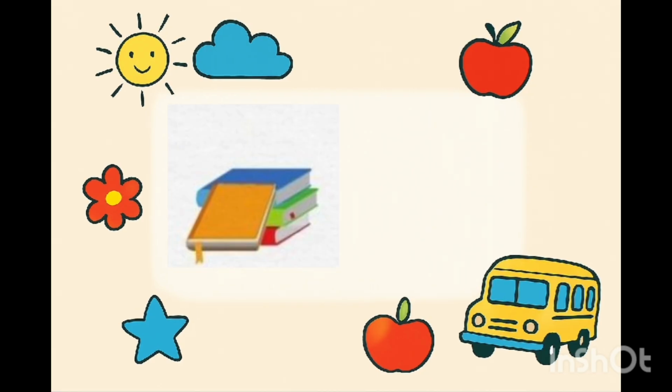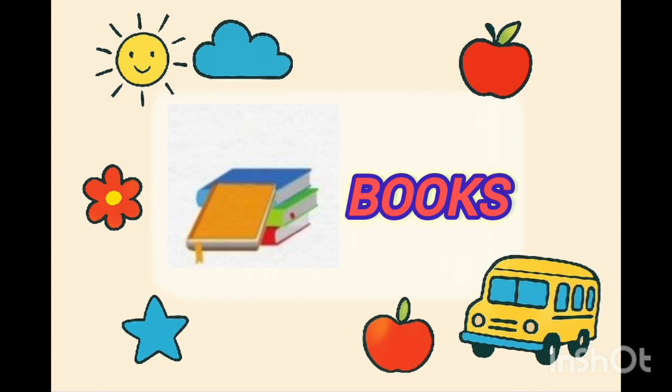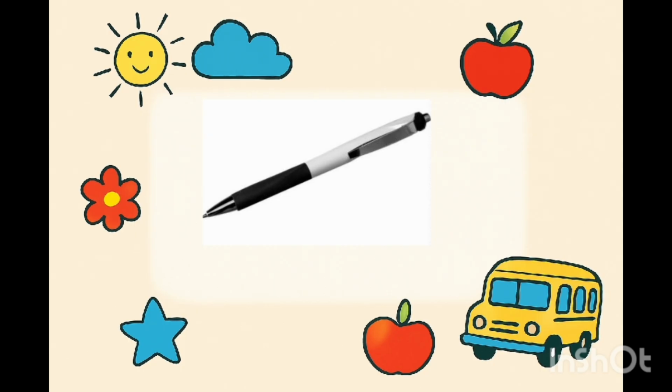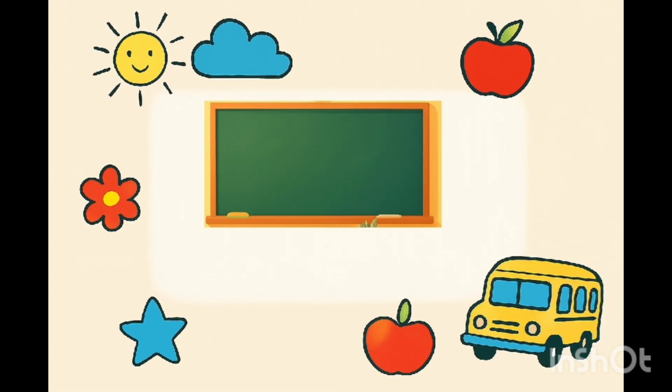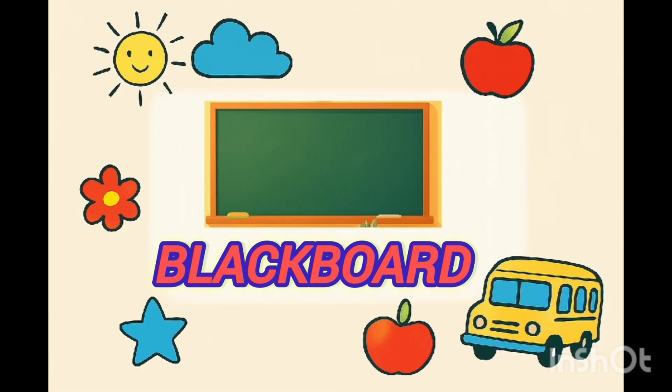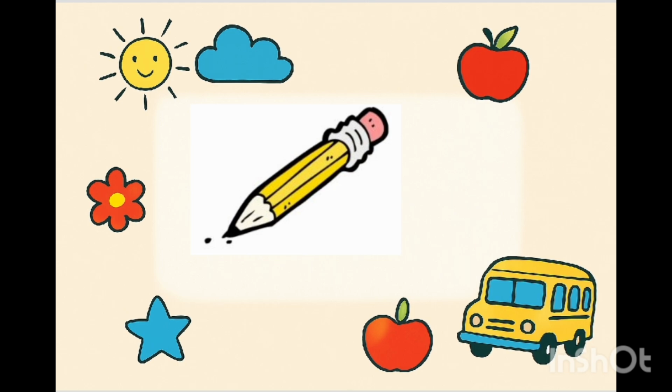Question 3. What is this? These are books. Great job. Question 4. What is this? This is a pen. Question 5. What is this? This is a blackboard. Question 6. What is this? This is a pencil.